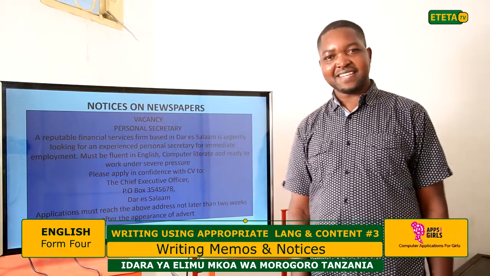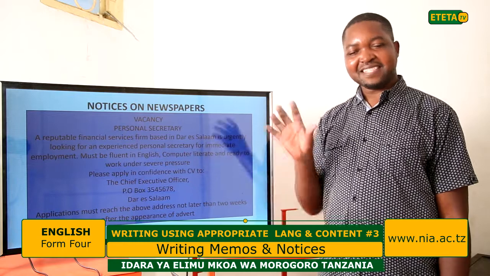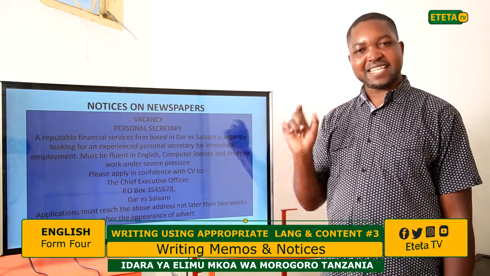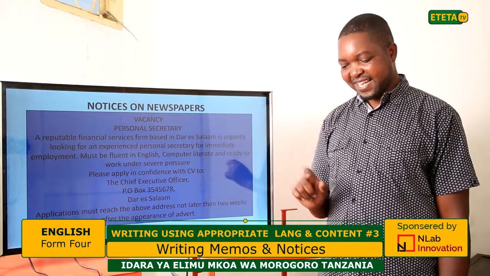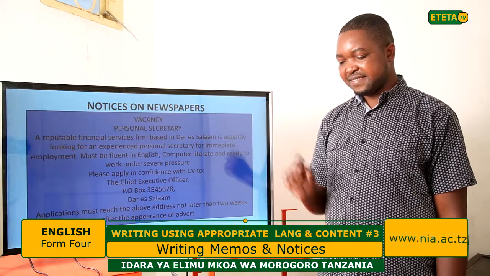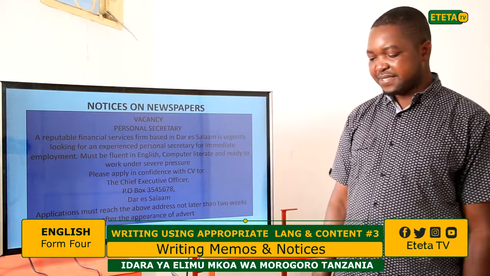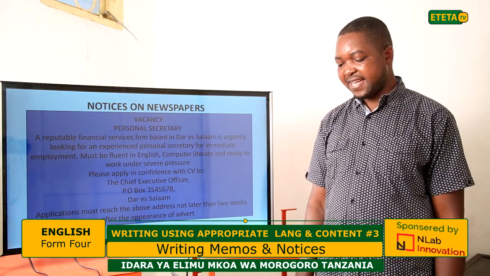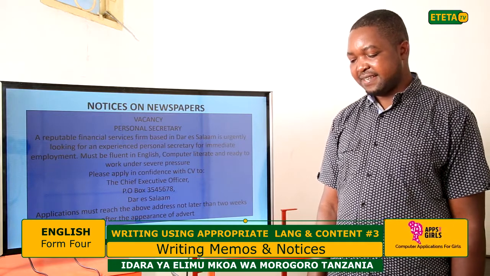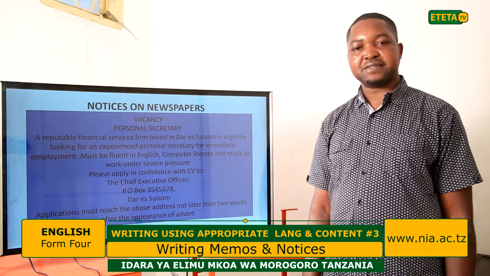You remember, my dear students, in the last lesson, we discussed the CV. The CV is one of the crucial documents in most of the applications. So you have to write, please apply in confidence with CV to the Chief Executive Officer, P.O. Box 3545678, Dar es Salaam. Applications must reach the above address not later than 2 weeks after the appearance of the advert.